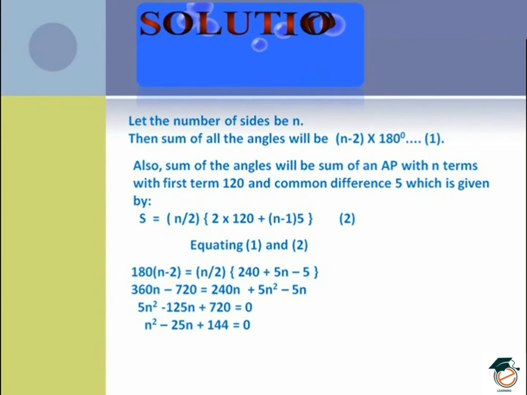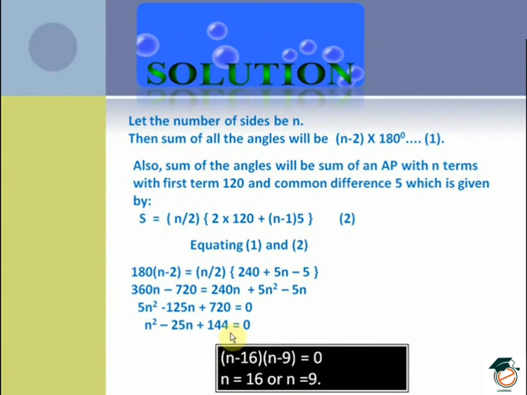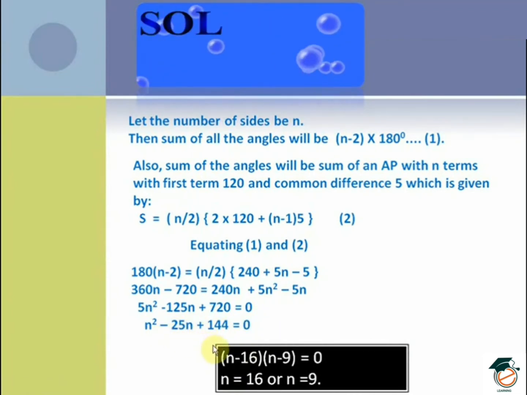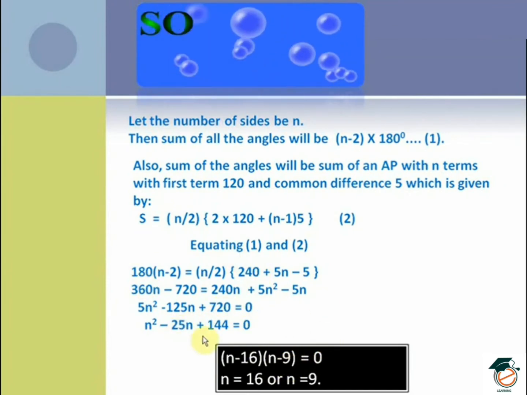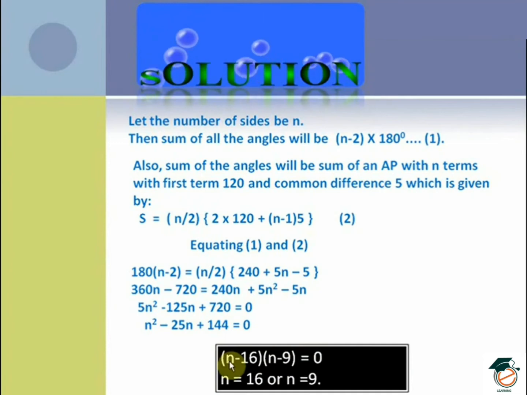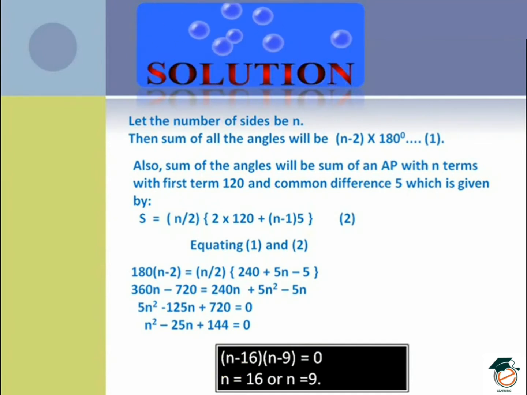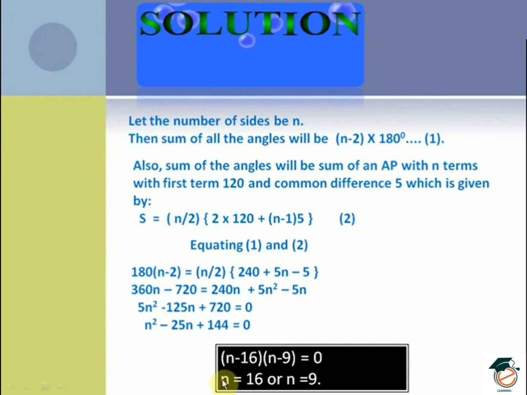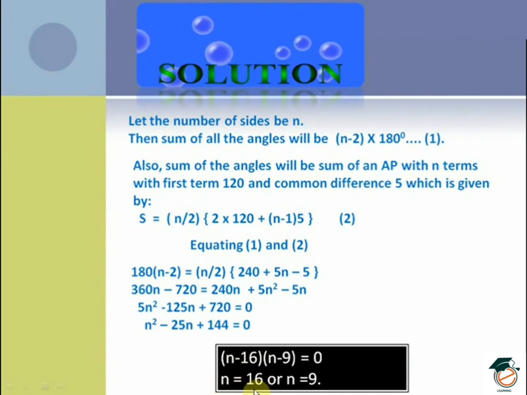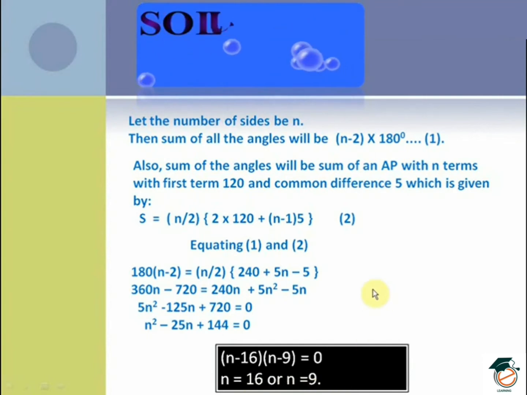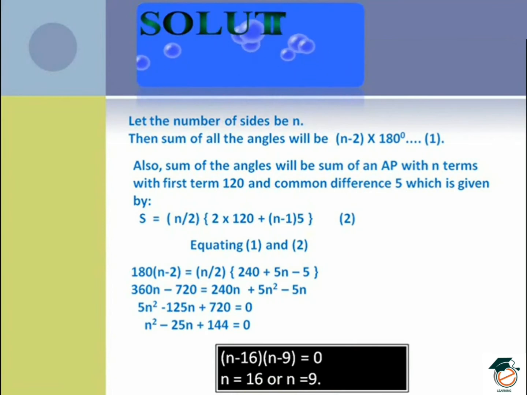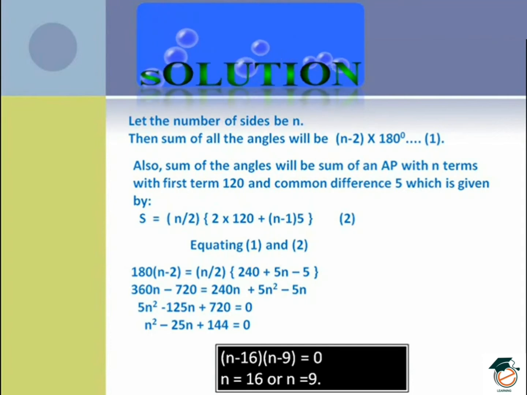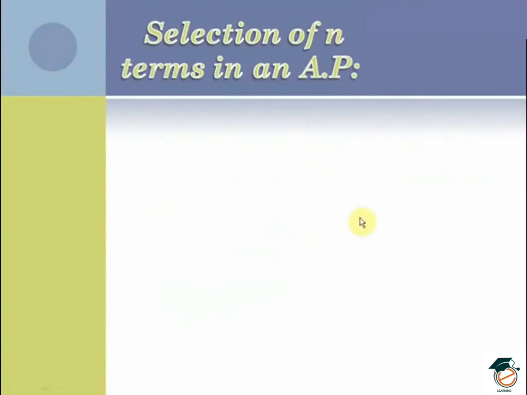Now this is a quadratic equation, and so we can factorize this as (n minus 16) into (n minus 9) equal to 0. So from this what we get is n could be equal to 16 or it could be equal to 9. So we get two values of n. Thus, using the concept of the sum of n terms of an AP, we have solved this IIT problem.